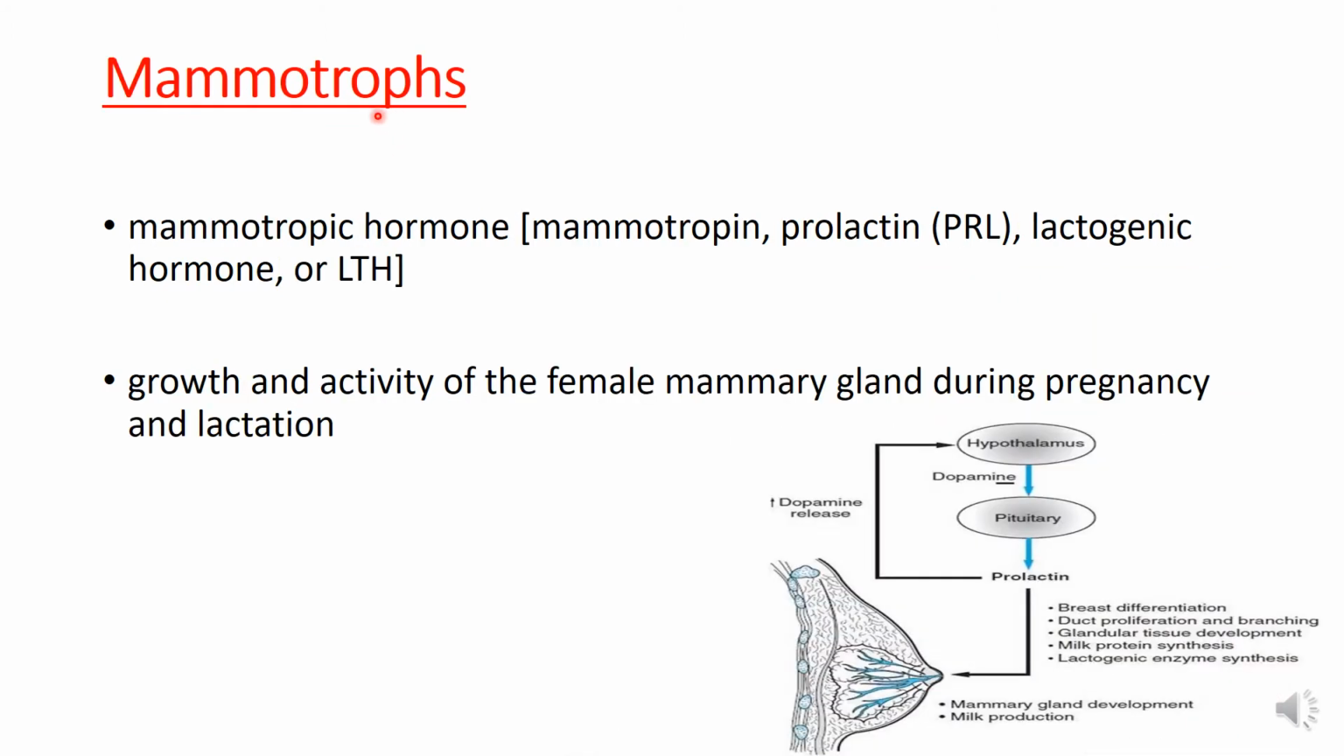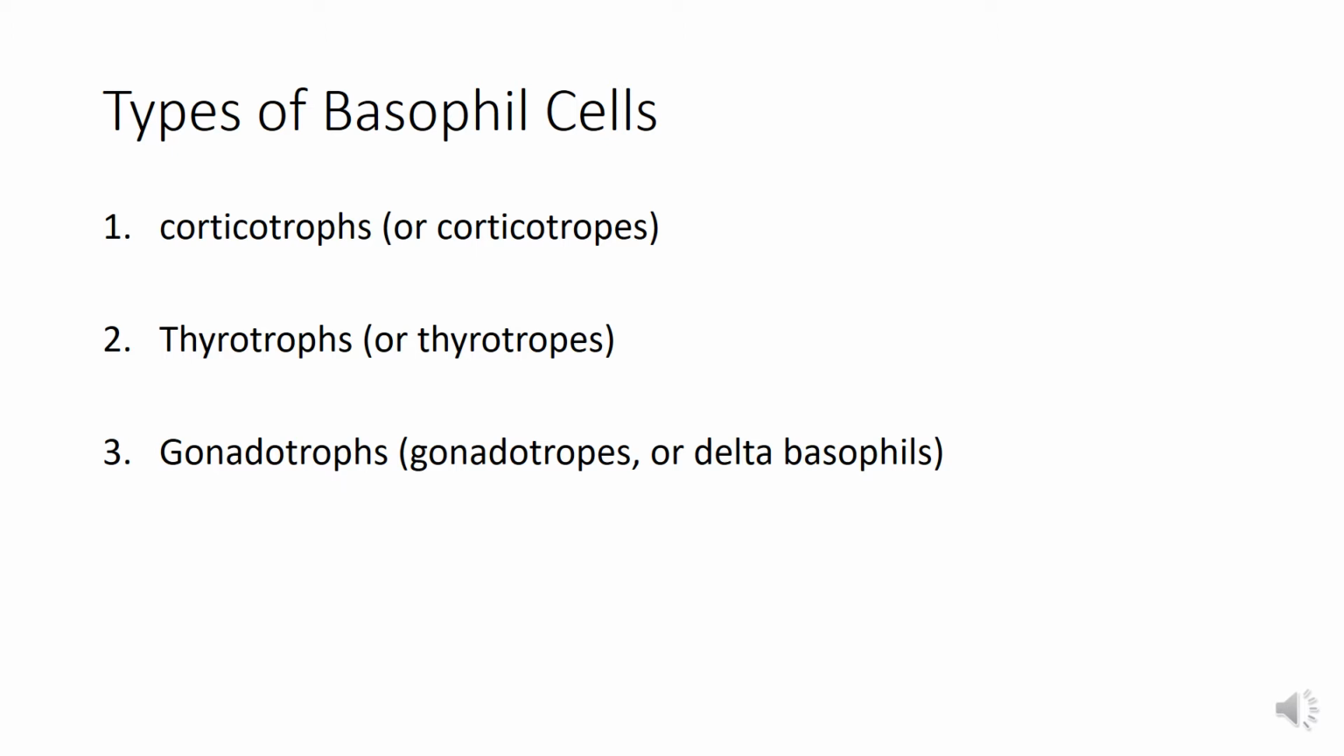Then mammotrophs. Mammotrophs release mammotropic hormone or mammotropin or prolactin or lactogenic hormone or LTH. So this prolactin is involved in the growth and activity of the female mammary gland during pregnancy and lactation. So you have two types of acidophilic cells. You have somatotrophs and mammotrophs. Somatotrophs release growth hormone, mammotrophs release prolactin.